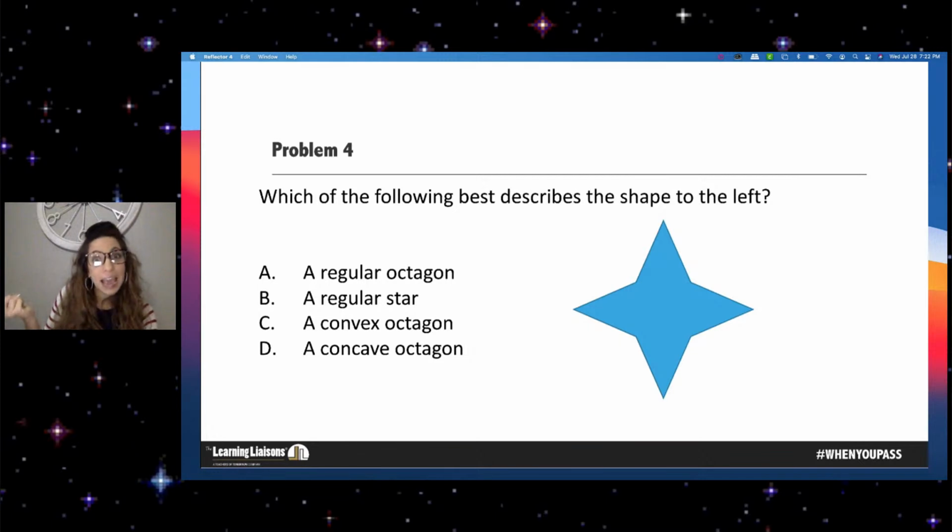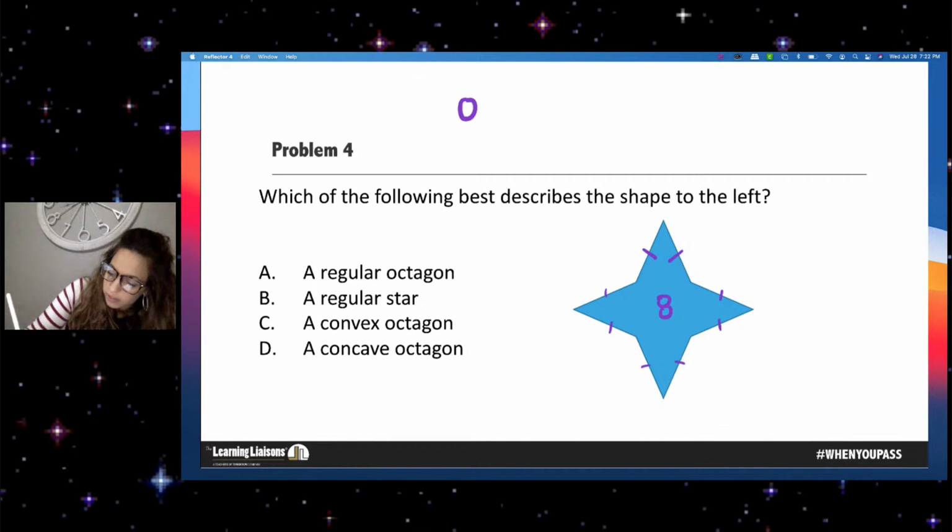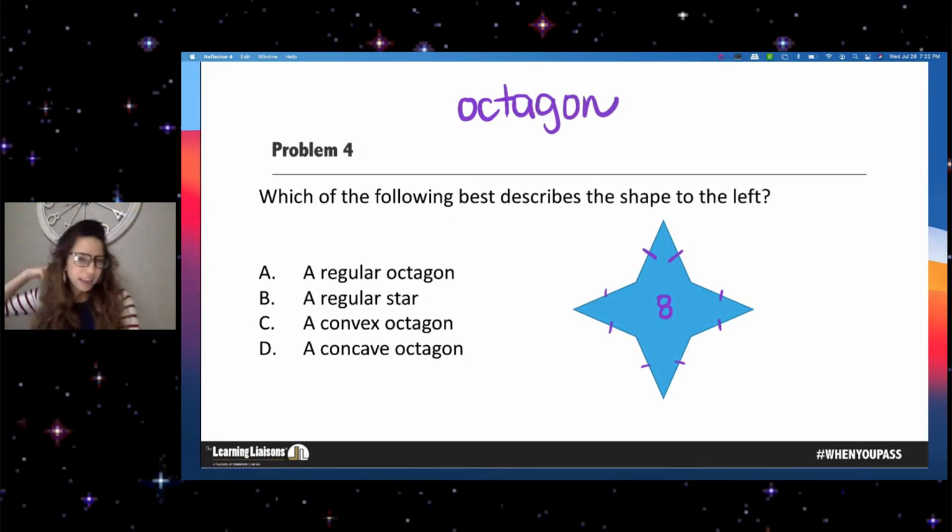So let's count the number of sides on this shape. 1, that's an eraser. 1, 2, 3, 4, 5, 6, 7, 8. This is an 8-sided shape. What is an 8-sided shape? An octagon. So we have some sort of octagon here. Is it a regular, a convex, or a concave?